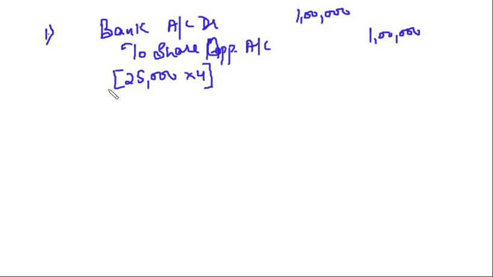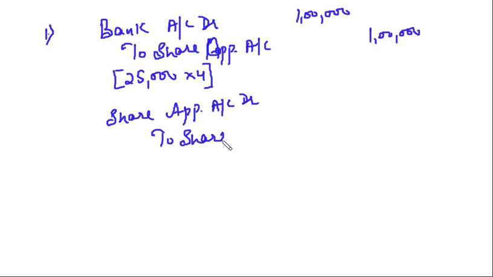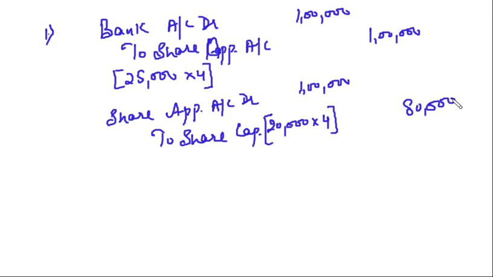Clear? Now, at the time of allotment, what do you do? What is the journal entry? Share application account debit to share capital. Share application is 1 lakh. How much will you transfer to share capital? Can you consider this 1 lakh as your capital? No, because you have issued capital of only 20,000. You cannot consider it more than what you have issued at the rate of rupees 4. So you can transfer only 80,000 rupees to the share capital account.